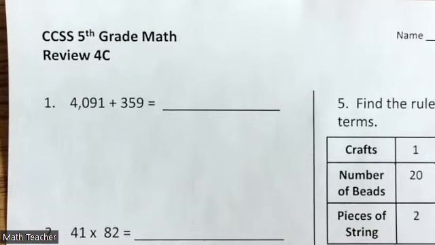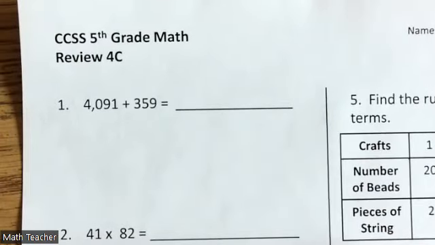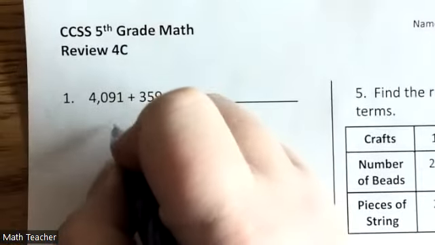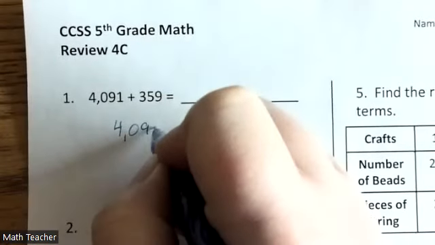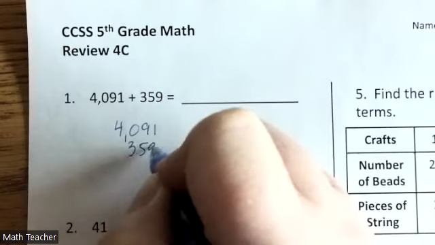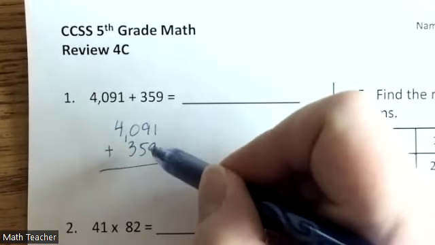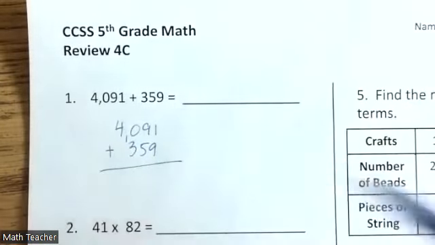Today we are working on Common Core 5th grade math skill work 4C. Number 1, we have 4,091 plus 359. Remember to line up the place values so that the ones places line up, the tens places line up, and the hundreds places line up.